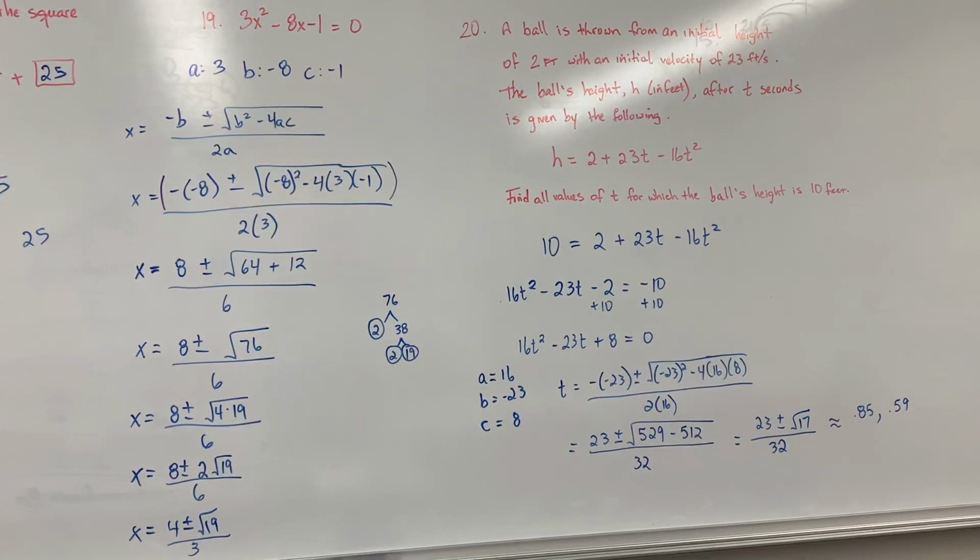In other words, at 0.85 seconds, that ball is 10 feet high, and also at 0.59 seconds. And the reason is because this is a parabola. So at 0.59 seconds, it reaches 10 feet high, and then it starts to come back down. And here, it's also 10 feet high at 0.85 seconds.